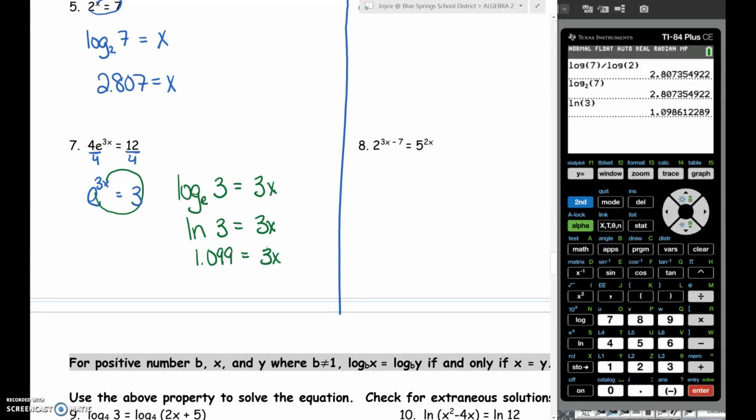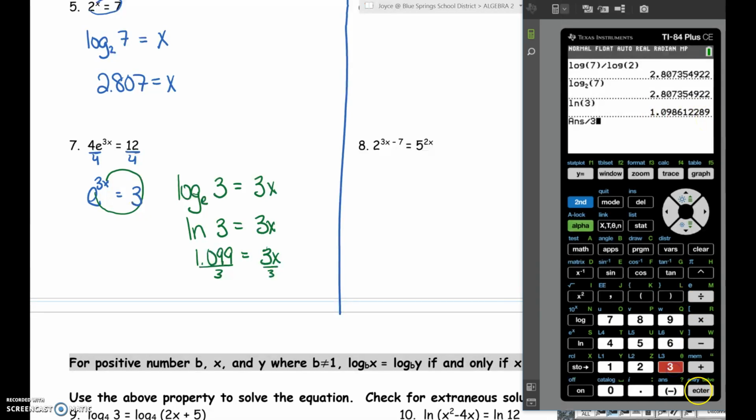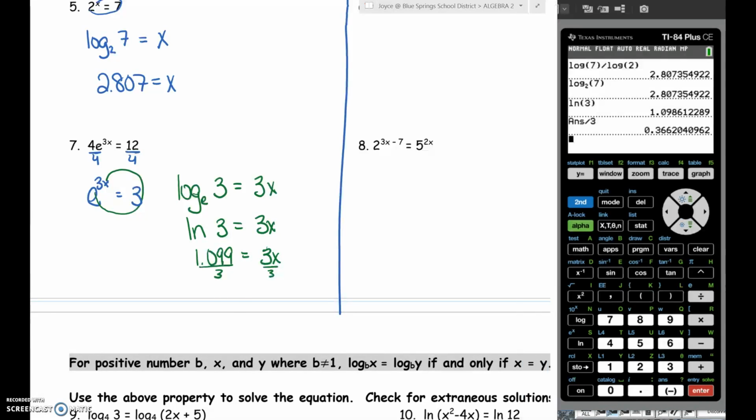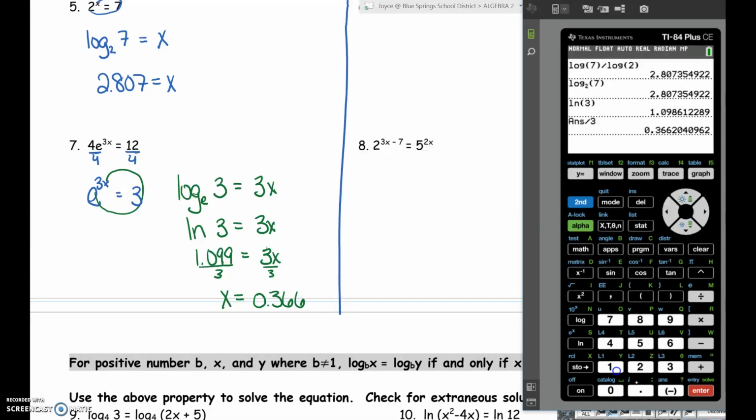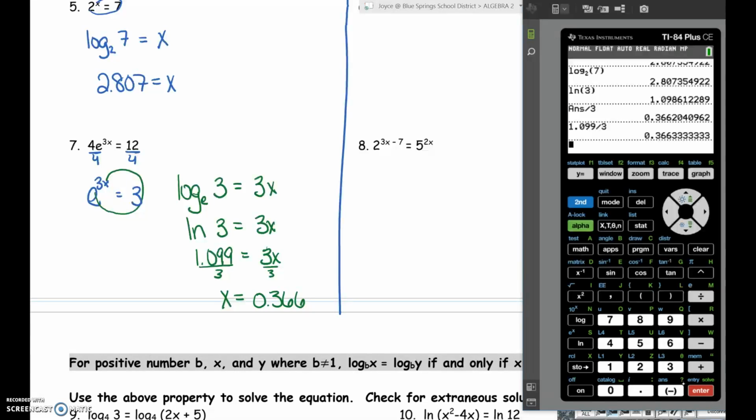What do we need to do now to finish solving to get x by itself? Divide by 3. You can leave this big long decimal in your calculator and type in divided by 3. That will get you a more precise answer. Our answer should be x equals 0.366. If you decide to retype 1.099 and then divided by 3, you will get something similar, but your rounding might be a little bit different.